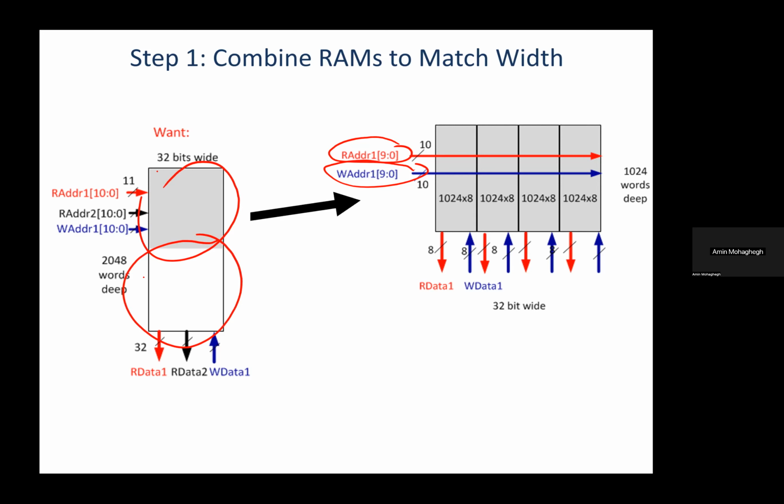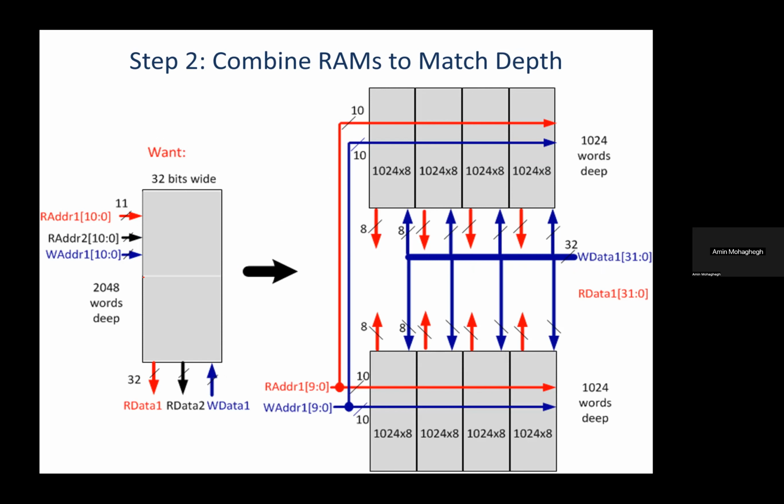And Isidore actually said how to do that too. To combine the RAMs to match depth, I need more physical RAMs. I had 4 that together made up the top half of this logical RAM. I need another 4 that together make up the bottom half. My read address and my write address are hooked up to all of these RAMs again. These RAMs only have 1,000 words, so I'm hooking up 11 bits of read and write address because I've got 2048 words. There's one address bit that I haven't done anything with yet, but the bottom 10, I just hook up to everything.